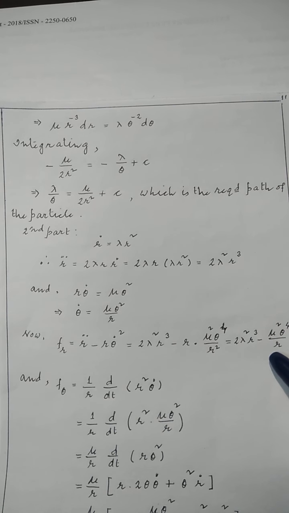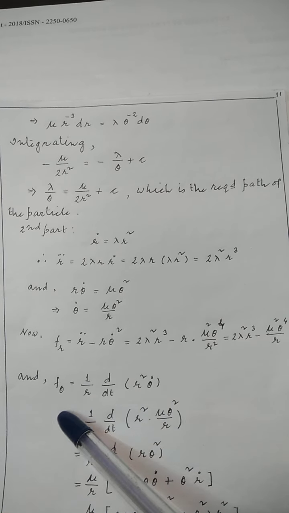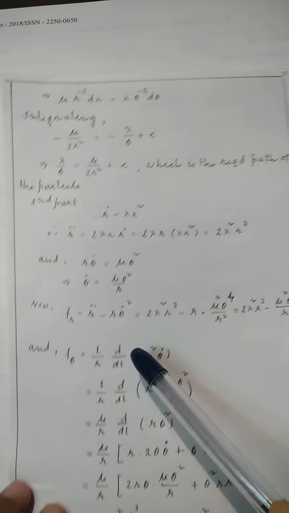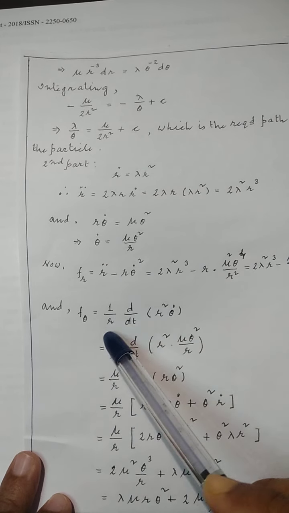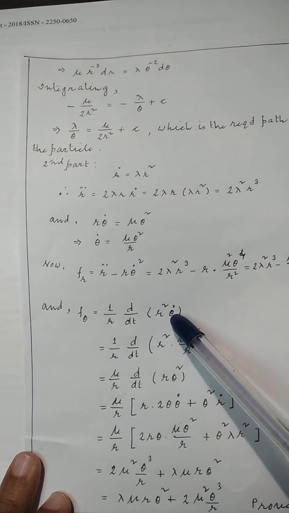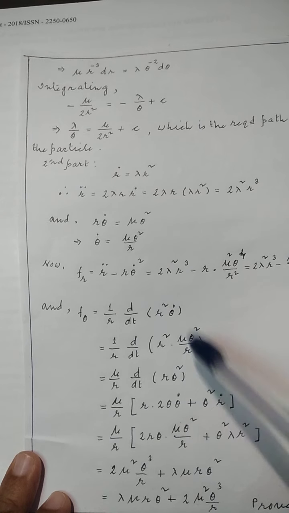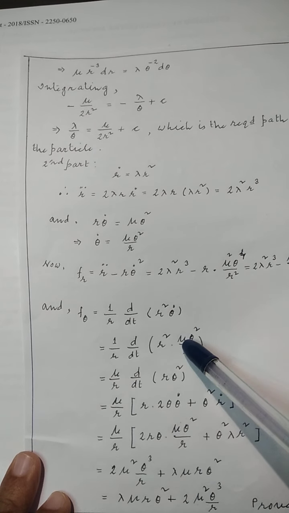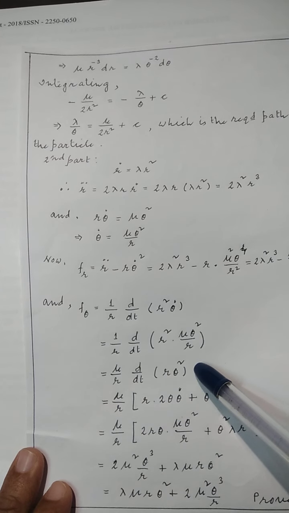Next we have to find out the transverse acceleration. It is denoted by f of theta, and the expression for this is 1 by r then d dt of r square theta dot. For theta dot we can write mu theta square by r. So replace theta dot by mu theta square by r, and take the constant outside. What will you get? It is mu by r then d dt of r theta square.